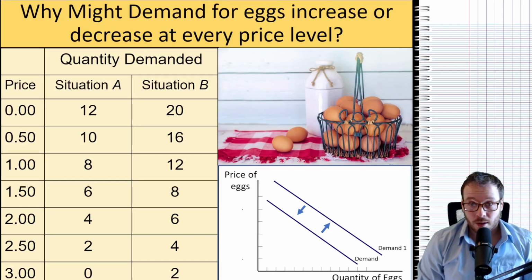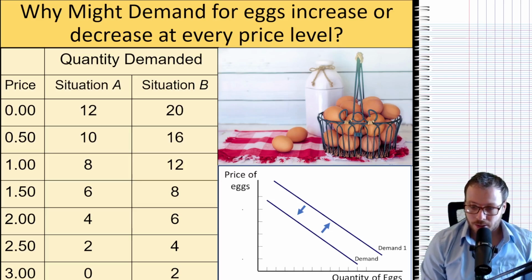So question time then. Why might demand for eggs increase or decrease at every price level? And by this I mean, if I put a line here and a line here, okay, ignore how dodgy they are. Right, we can see that at each price level, at this price, more, I can't even draw an arrow. At this price, more people are buying it. And at this price as well, more people are buying it. So at every price level, people are buying more of this good.